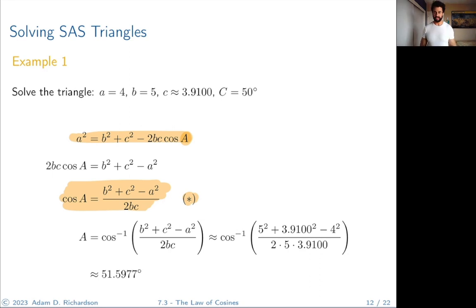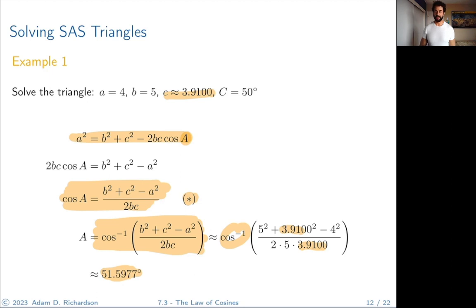And now we use the inverse cosine, the arc cosine. We take the inverse. This is what the angle A is exactly. Now we go to an approximation. We got an approximation for the side length c, which we can plug in. We take cosine inverse of that result, and our calculator will give us another approximation. The calculator gives 51.5977 degrees approximately for the angle A.